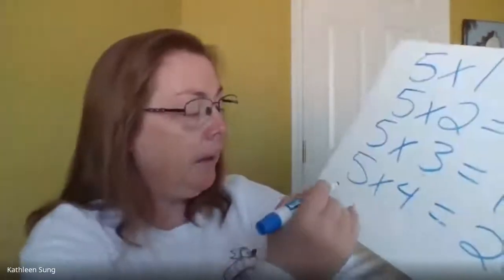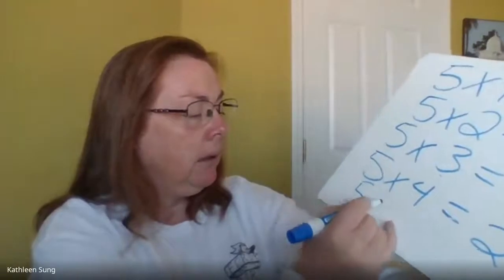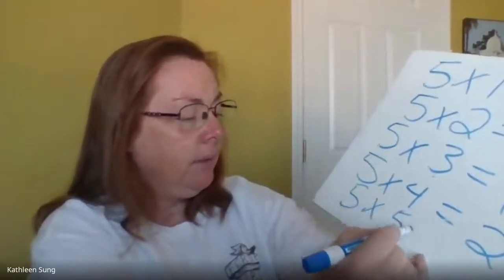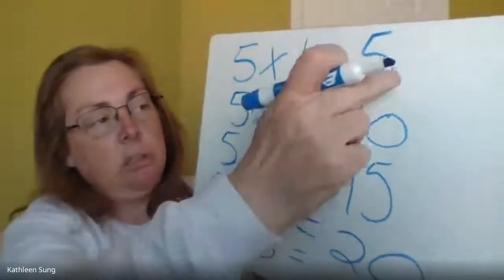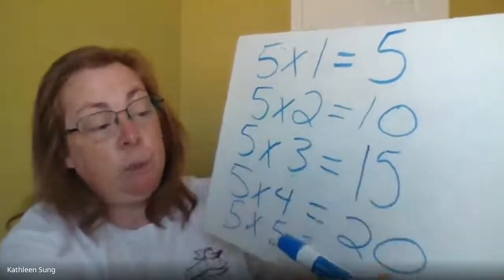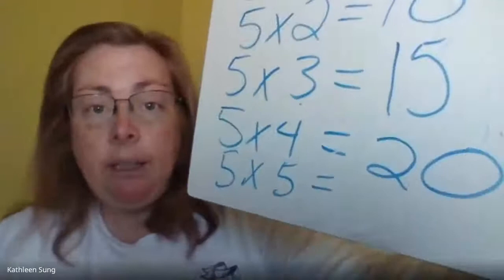Now I want you to predict what is 5 times 5. So look at our answers: 5, 10, 15, 20. What do you think your next answer is going to be? Or you can draw it out, or you can do the repeated addition for it, because that's what multiplication is, right? So I want you to solve what is 5 times 5. Predict what it might be. So pause it, solve it on a piece of paper or on a whiteboard, and then unpause it and let's see what the answer is, okay?